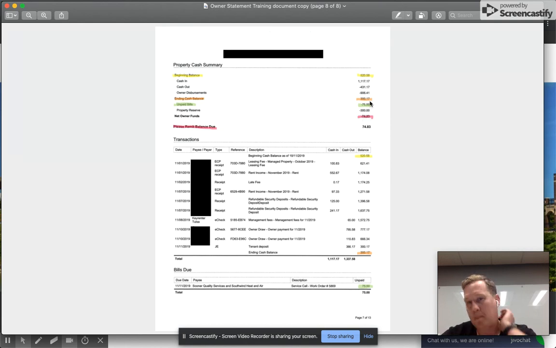So even though the bank's in a positive state, because of the unpaid bill, there is going to be a remit balance due notice to the owner. Again, we try to minimize these and pay out all bills before owner payments are made, but sometimes things pop in at the last minute.